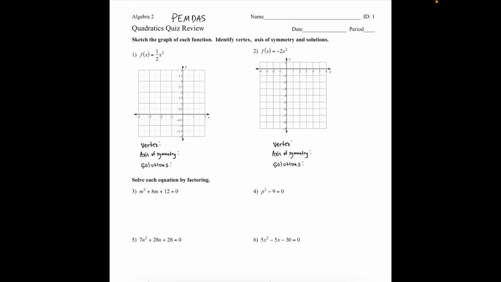I'm going to go over the Quadratics quiz review now. So I'm going to go through a few examples of each type of problem. I'm not going to do everything. It's going to take forever if I do that. It's going to be a really long video. But I'll do a few examples of each type of question.